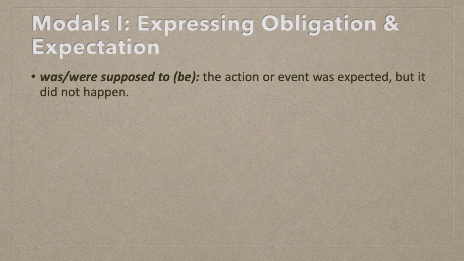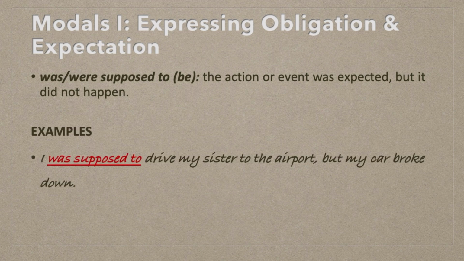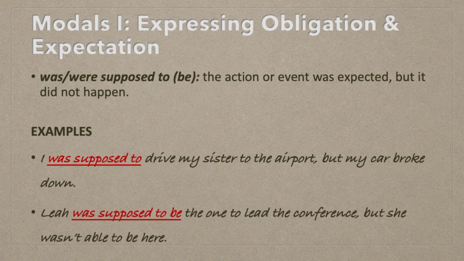The meaning is that the action or event was expected, but it didn't happen. For example, I was supposed to drive my sister to the airport, but my car broke down. Doesn't that make you feel sorry for my poor sister? Here's another one. Leah was supposed to be the one to lead the conference, but she wasn't able to be here. And that's the end of this lesson.